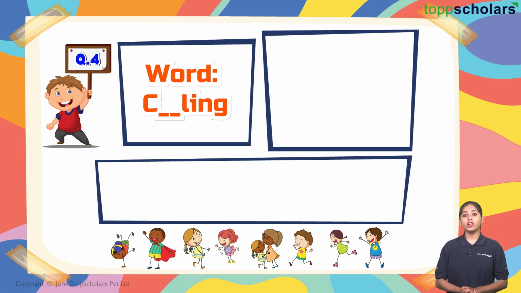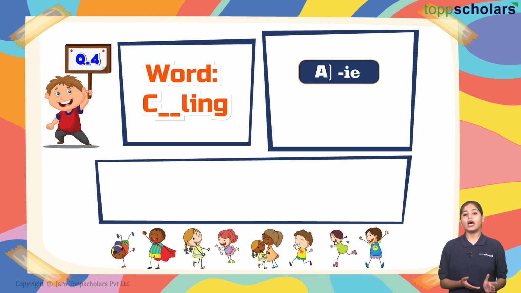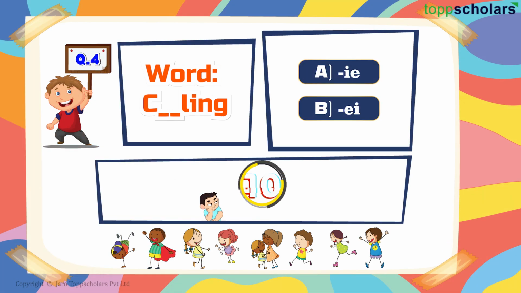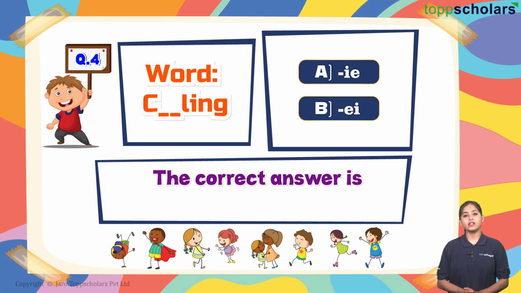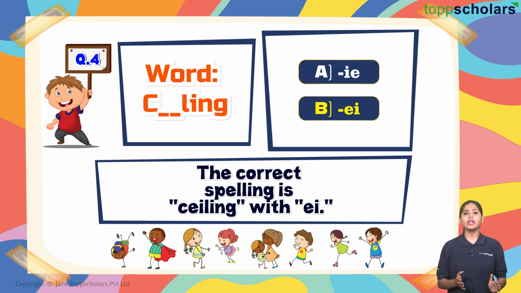Number 4, word C-LING. Options are IE or EI. The correct answer is adding EI. The correct spelling is ceiling with EI.